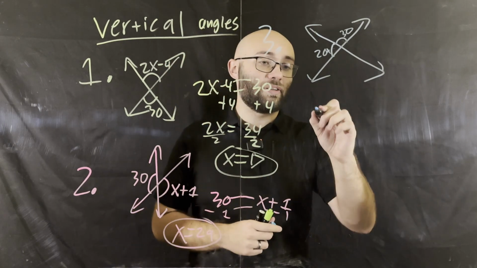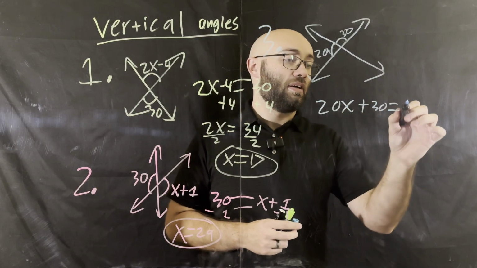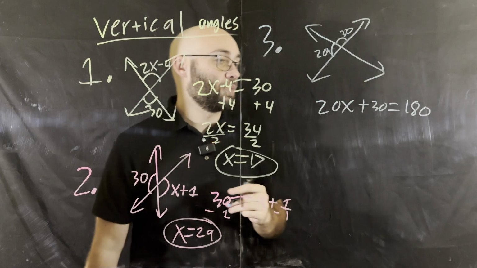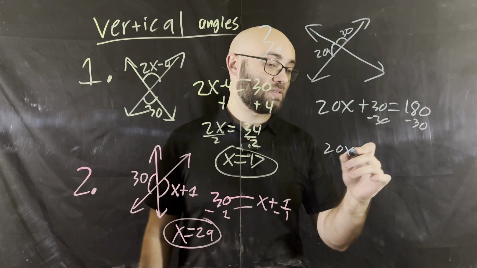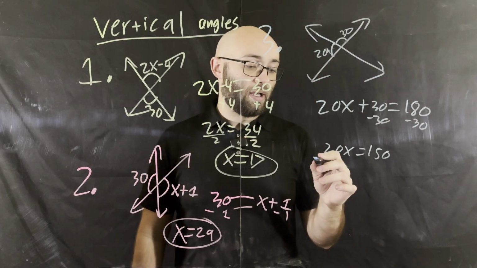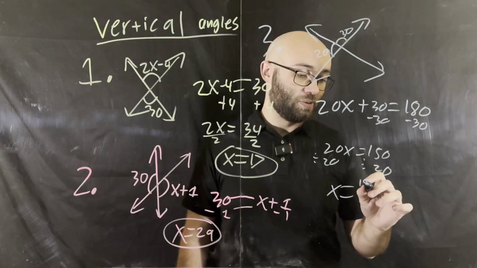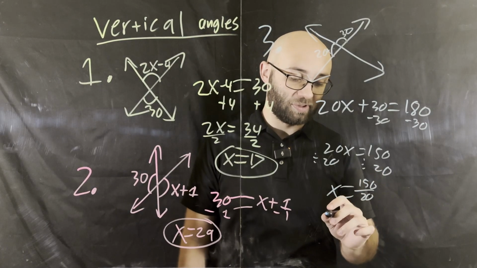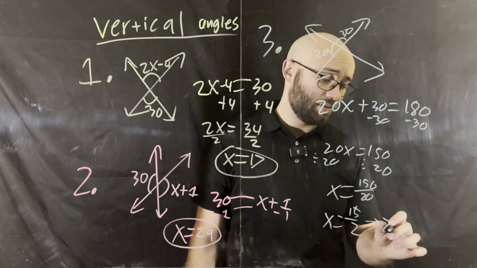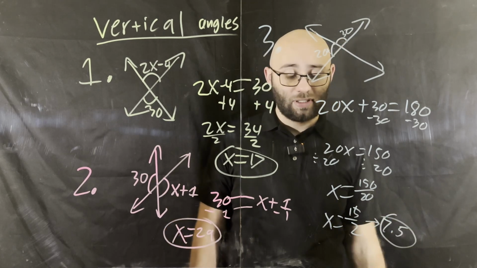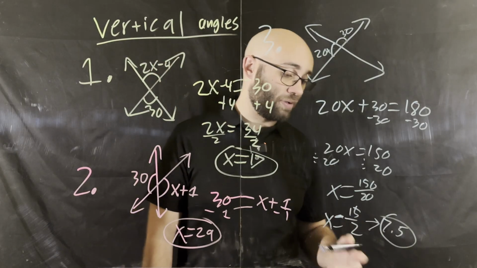So I need to add them together, 20x plus 30. Add them together, set it equal to 180. Subtract my 30 over, subtract my 30 over. 20x is equal to 150. Divide by 20, divide by 20. X is equal to 150 divided by 20. We can simplify that to x is equal to 15 over 2. And we can simplify that further to 7.5. Well, not simplify it further, excuse me. Reword it. So convert it to a decimal.